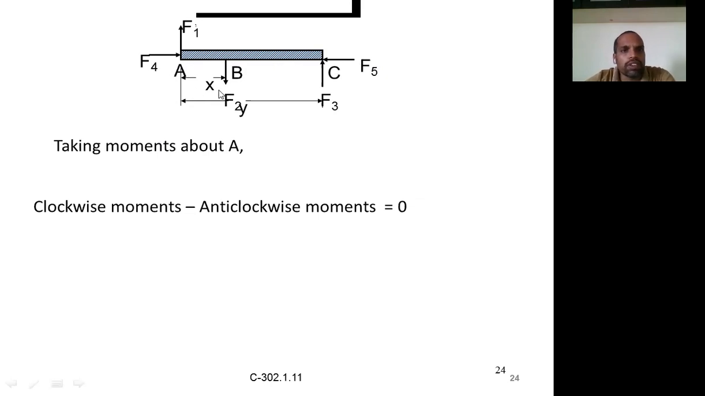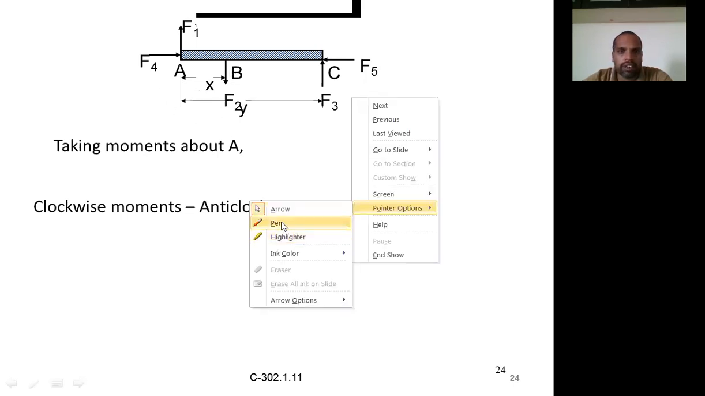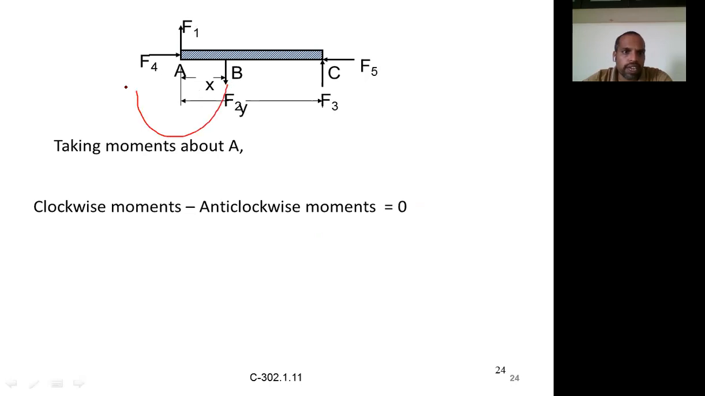Only the forces which create moment are F2 and F3. What is the moment created by F2? F2 into X, where X is the distance between the force F2 and the point. So F2 into X, and what moment does it create? It creates a clockwise moment. So F2 into X.